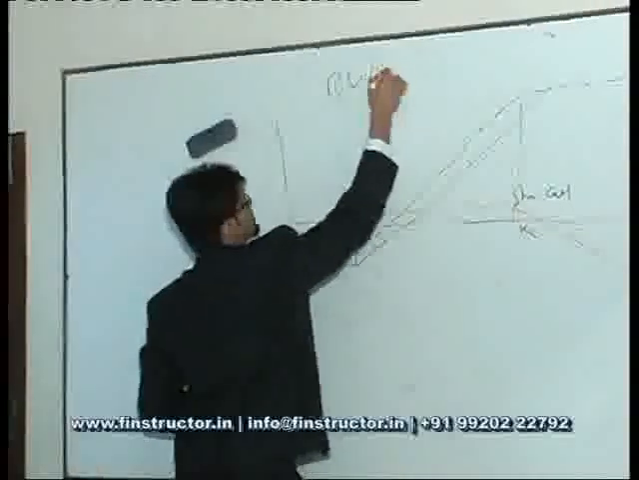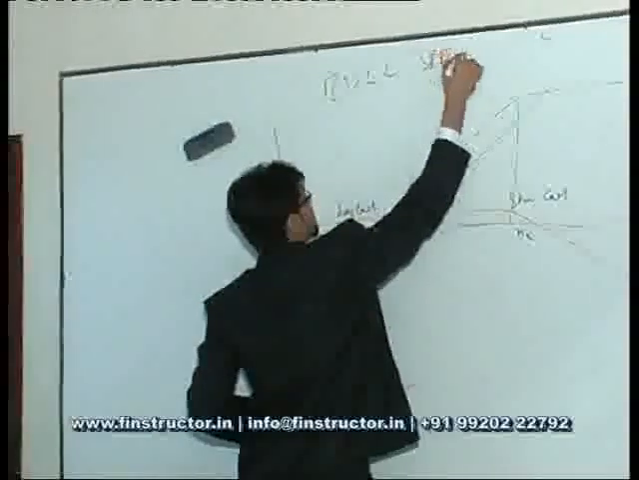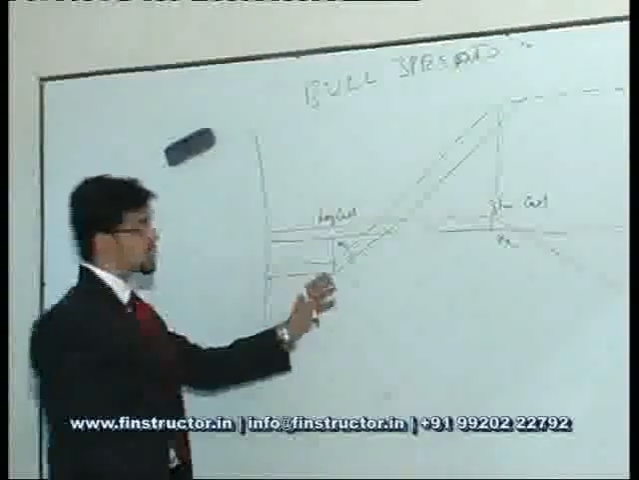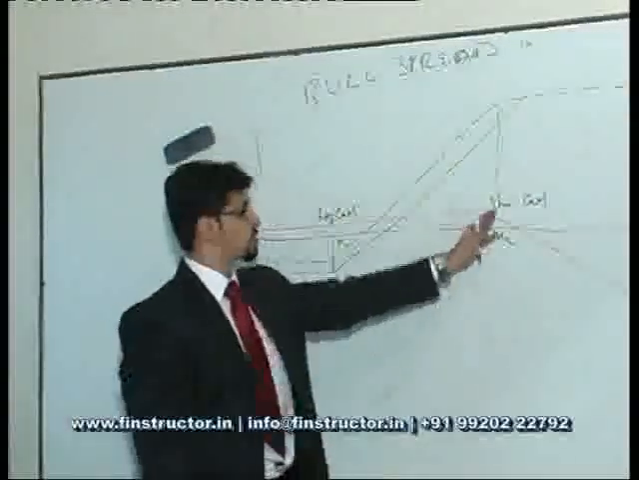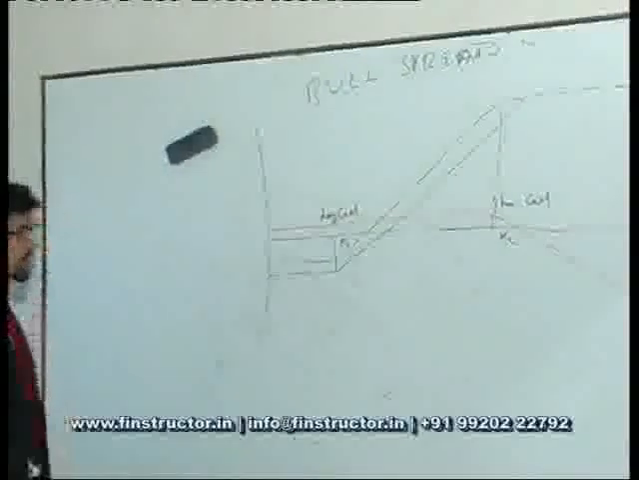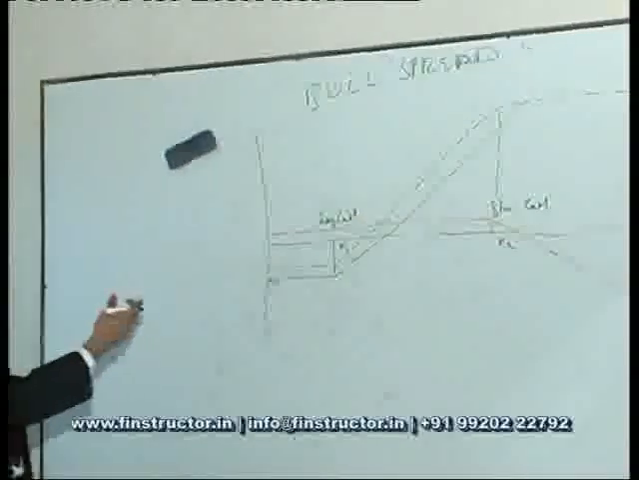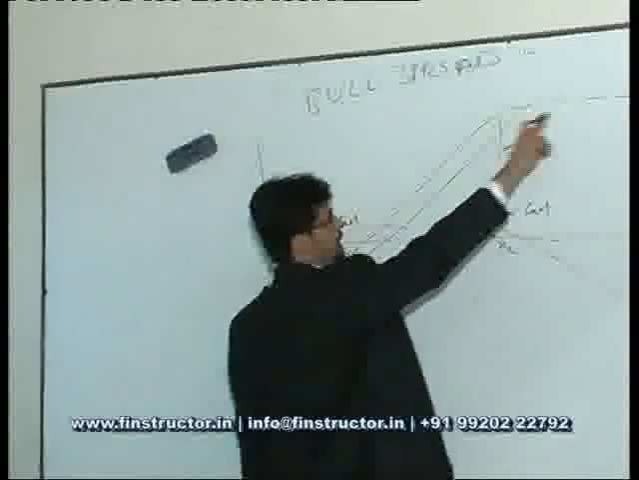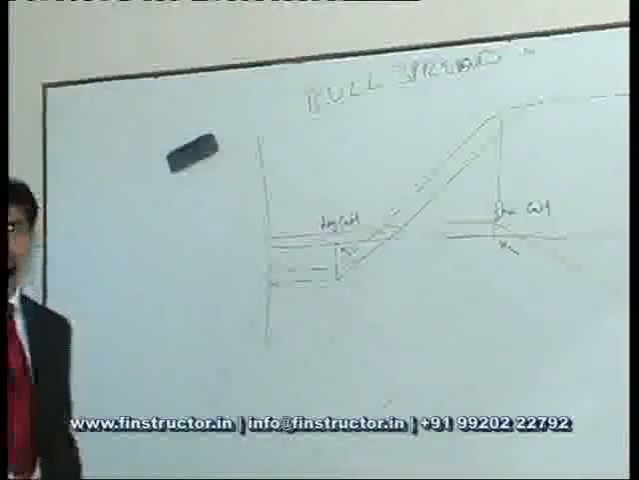Now, this strategy is called a bull spread because it makes money as the stock market rises or as the stock goes up. It loses money as the stock comes down. However, both my maximum loss as well as my maximum profit are capped.